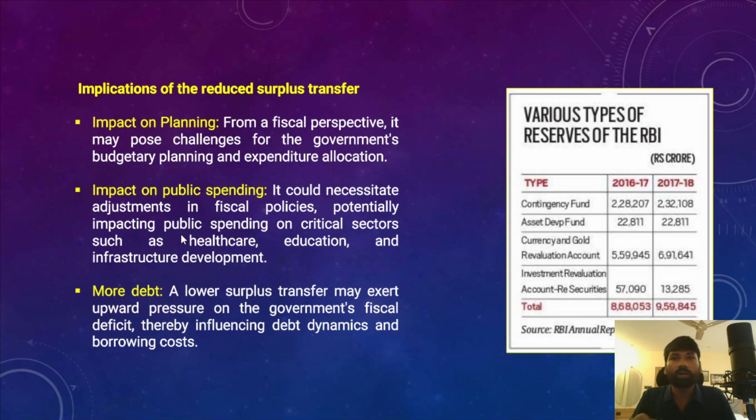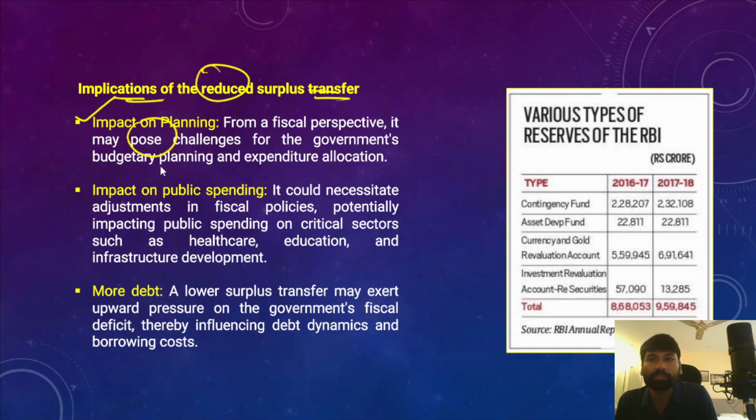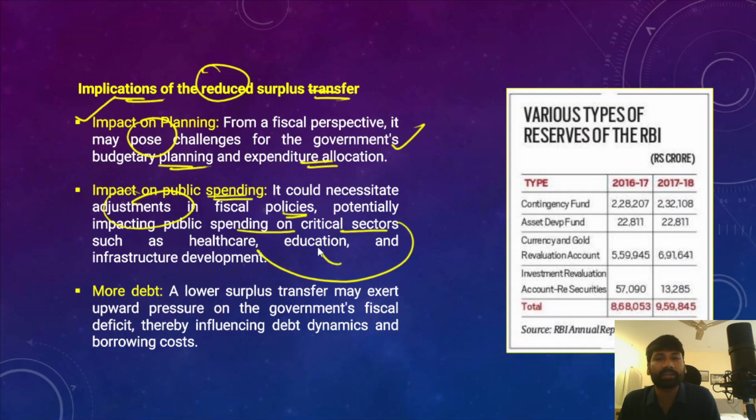And after that, we will also understand certain implications of reduced surplus transfer to the government. So there are also certain issues. First and foremost, it will impact the planning on the part of the government. Okay, so from the fiscal perspective, it may pose challenges for the government's budgetary planning and expenditure allocation. Secondly, it will also impact the public spending of the government, because it could necessitate extra adjustments in fiscal policies of the government. So that could effectively impact public spending on critical sectors. So critical sectors include the healthcare sector, education sector, and even infrastructure development.